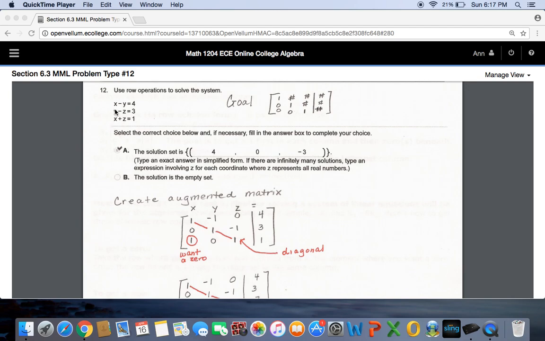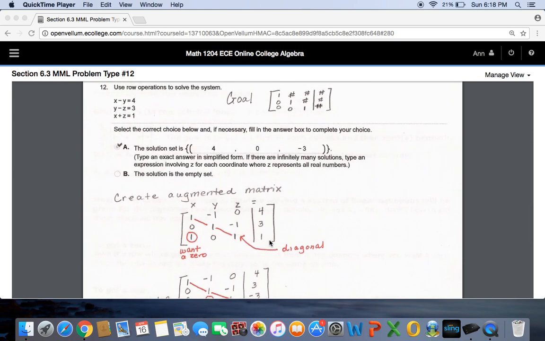So let's go row by row. In the first equation, 1 is the coefficient of x, -1 is the coefficient of y, and we have 0z, equals 4. In the second equation, we have 0x, so we put 0 in for our coefficient, 1y, and -1 is the coefficient of z, equals 3. In the third row, our coefficient of x is 1, coefficient of y is 0, coefficient of z is 1, equals 1.